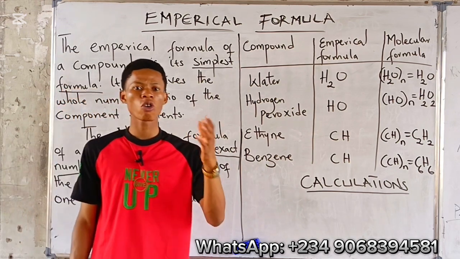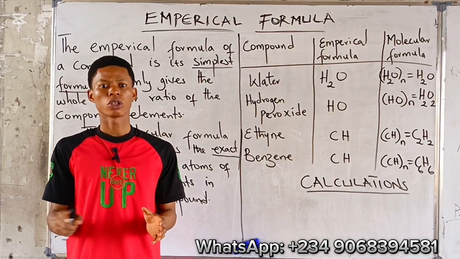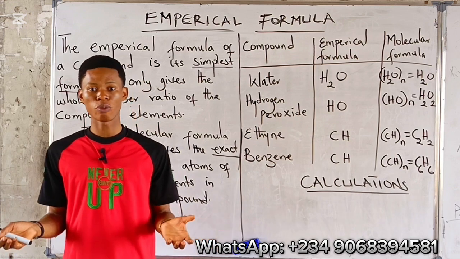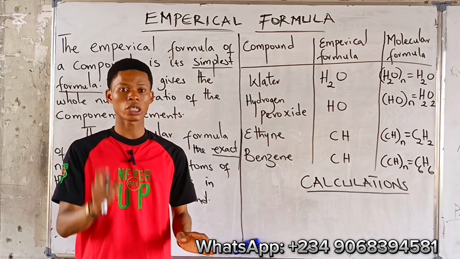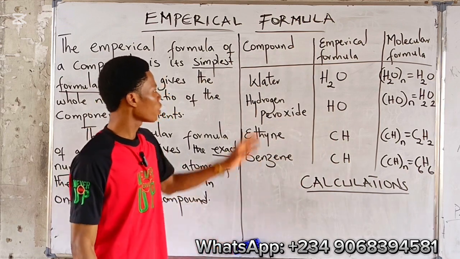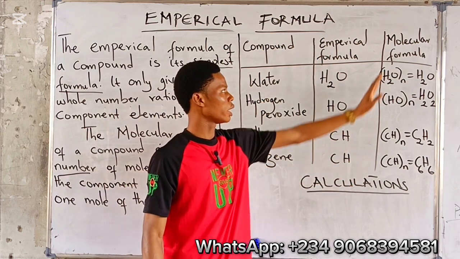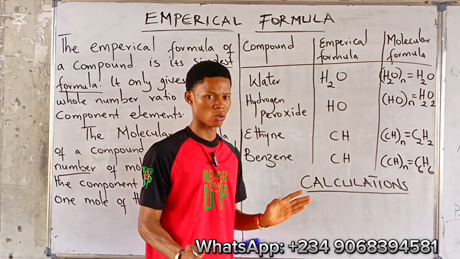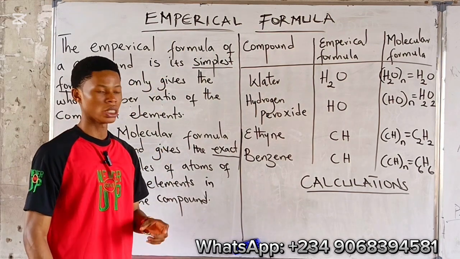So with empirical formula, you cannot tell what a compound is. But with the molecular formula, you have all the information. So we're going to look at some examples, then we do some calculations that you see in exams. All right, first, these are the compounds, the empirical formulas, and the molecular formulas. Let's see the difference now to buttress what empirical formula and molecular formula really are.